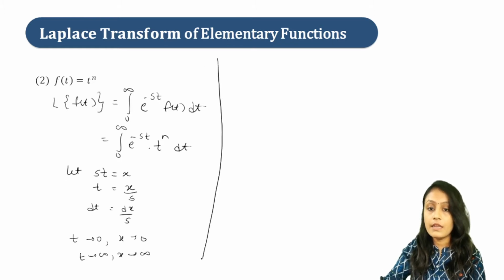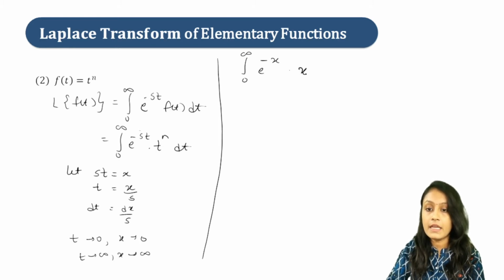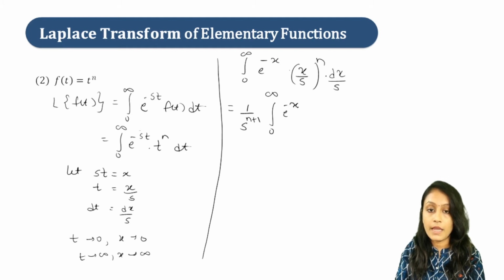Now this is the integration 0 to infinity e raised to minus, in place of st we write minus x. In place of t we write (x upon s) whole raised to n, and in place of dt we write dx upon s. Here the integration is in terms of x. This s is constant, so s raised to n, and the other s we take outside, so it is 1 upon s raised to n plus 1, integration 0 to infinity e raised to minus x into x raised to n dx.